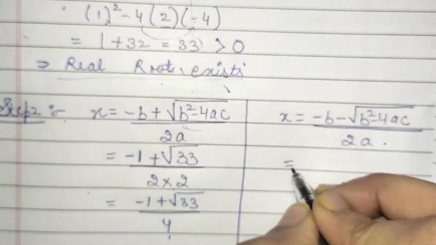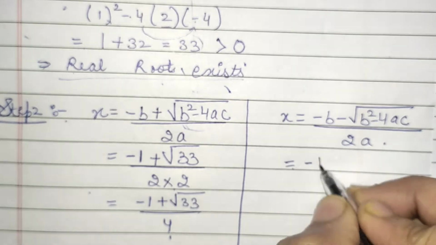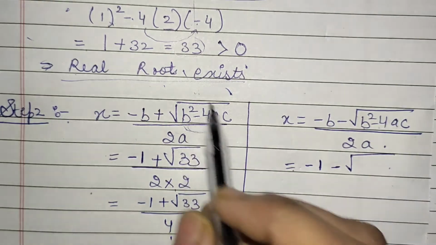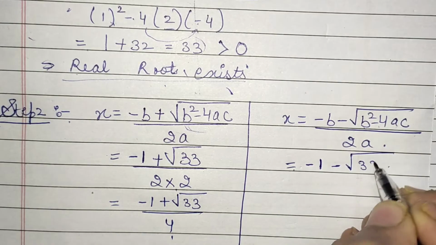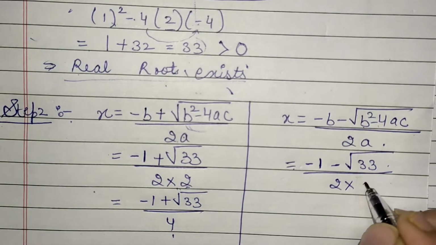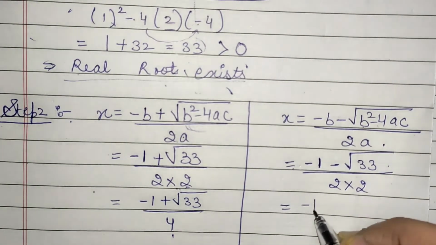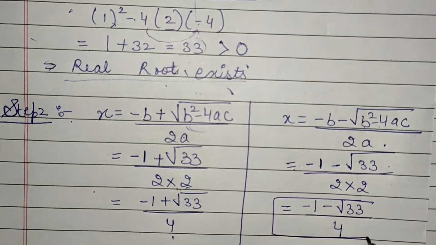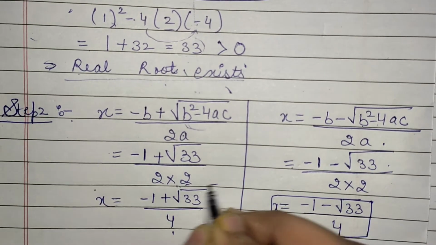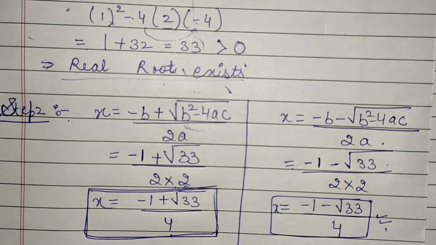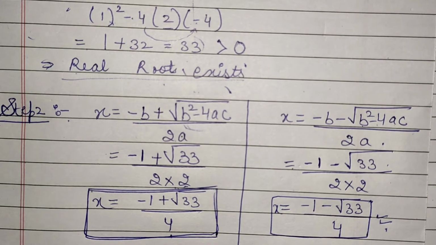Okay, so now similarly here also, minus b is what? Minus 1, minus under root of b square minus 4ac, which is what? It is root 33, divided by 2a. a is what? a we have used earlier also and it is 2. So minus 1 minus root 33 divided by 4. So these are my two roots which you have to find out according to the given question. Okay, done. So moving to question number 3.